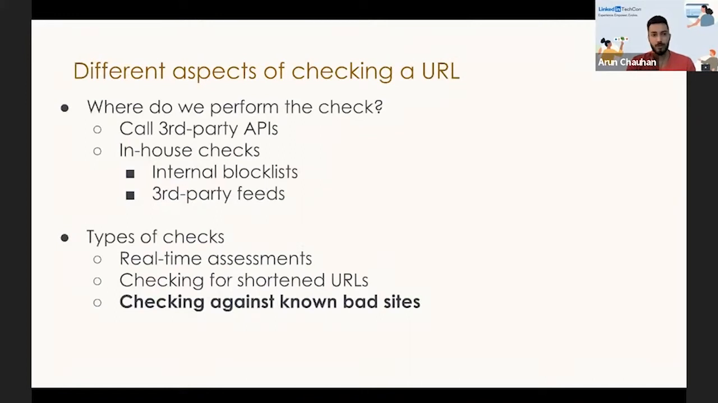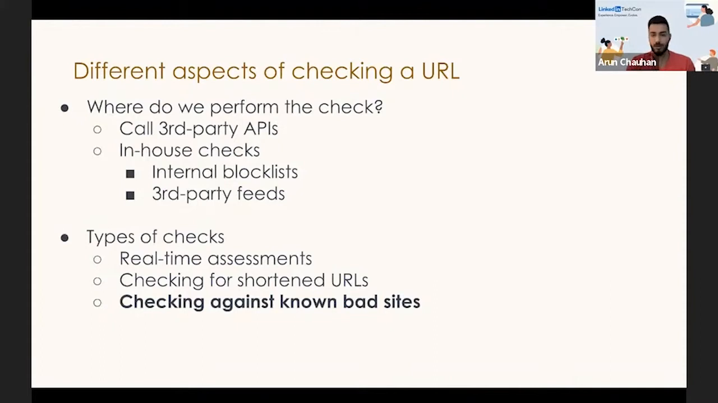So now I'll talk about some different aspects of checking a URL. First is where do we perform the check? One could be we call third-party APIs. We tell them, hey, this is the URL, or maybe we send them a hash of the URL, and they'll be able to tell us whether it's malicious or not.